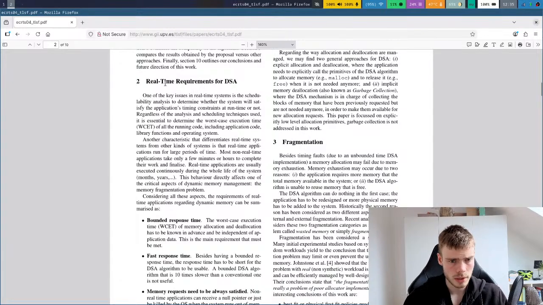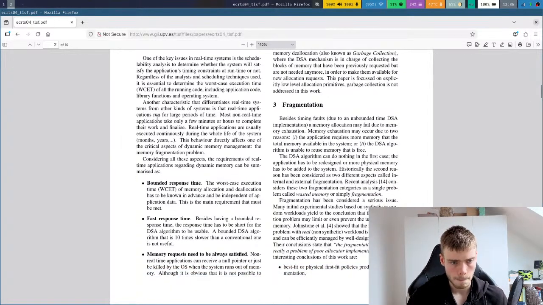Real-time requirements for DSA. One of the key issues in real-time systems is schedulability analysis, to determine whether the system will satisfy the application's timing constraints at runtime or not. Regardless of the analysis and scheduling techniques used, it is essential to determine the worst-case execution time, WCET, of all the running code, including application code, library functions, and operating systems.